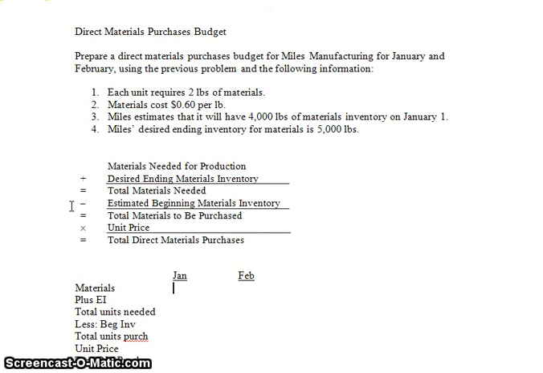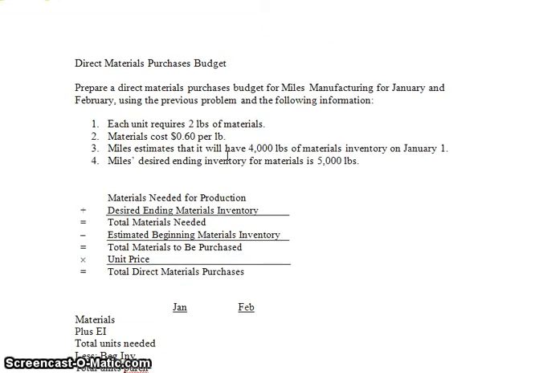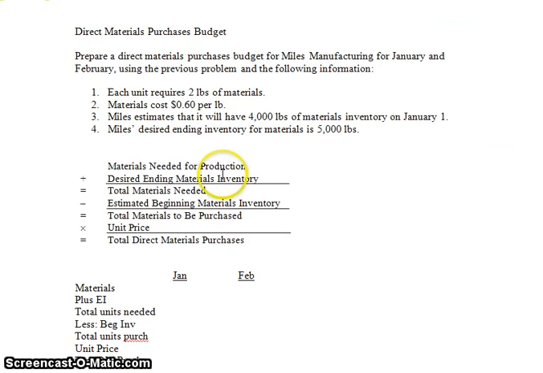Okay, so using the numbers from above, you can see that we were making 22,500 here and 22,750 here. But let's look at the 22,500. We're making 22,500 units, which require 2 pounds of material apiece. So the amount of materials that we need here is 45,000 pounds, which is 22,500 times 2. Plus we want to have 5,000 pounds in ending inventory. So the total pounds that we need are 50,000 this month.